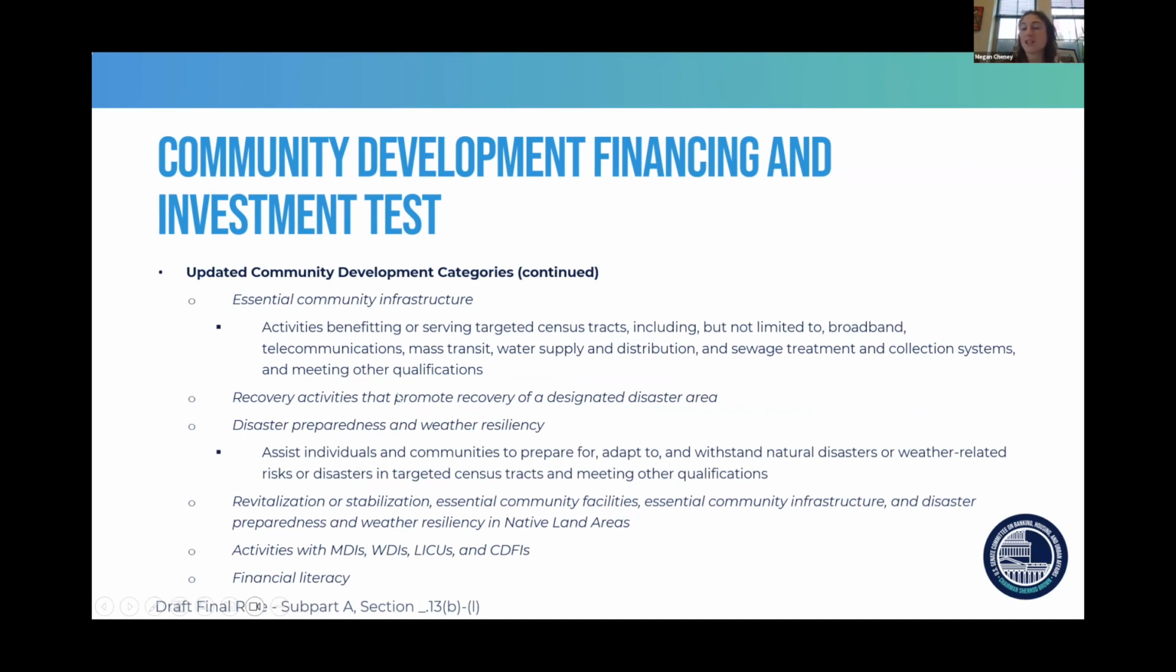recovery activities for designated disaster areas after federally declared disaster. There's also a new category of disaster preparedness and weather resiliency, things to help adapt to and keep people safe during weather-related disasters. Many of these activities taking place in native lands was also its own specific category. Activities with minority depository institutions, women depository institutions, low-income credit unions and CDFIs, and then also financial literacy activities. So it's a long list, but those are all different categories that the regulators have identified as community development, where loans and investments can be counted and responsive.